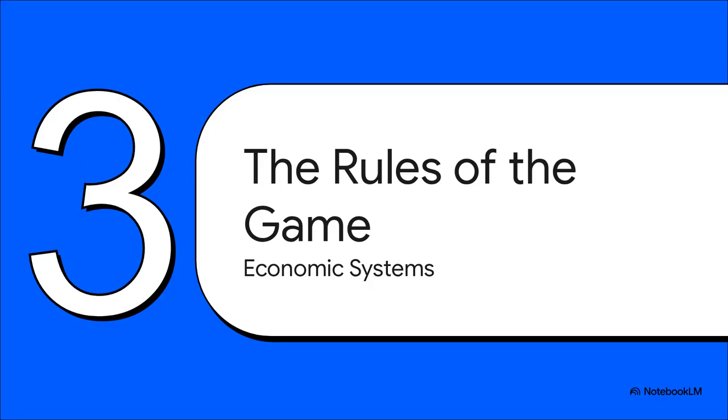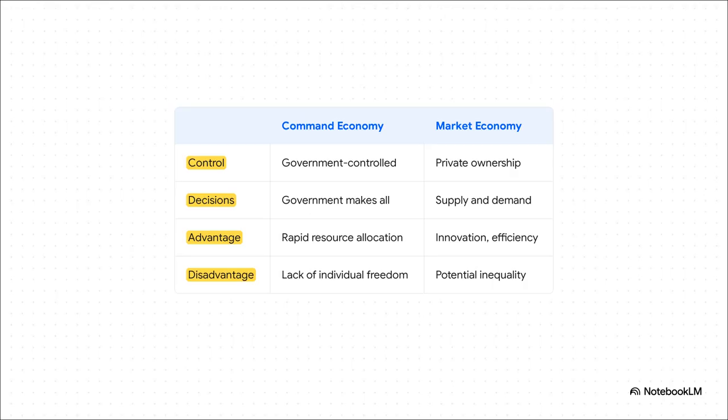Now, the way a society chooses to answer those three questions, well, that defines its economic system. It's basically the official rulebook for the entire economic game. And as it turns out, there are some very different ways to play. On one extreme, you've got the command economy. In this system, the government is in charge of pretty much everything. It makes all the big decisions. The upside? It can move resources around super fast if it needs to. The big downside, though, is a serious lack of individual freedom and choice.